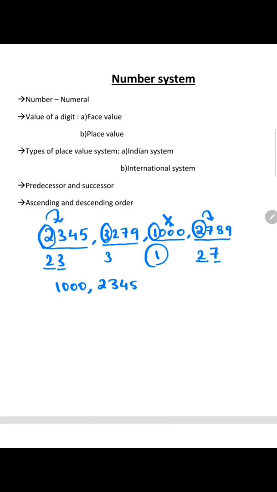2, 3, 4, 5. This is done. We have 2 numbers, this number and this number. If you see, 2 is smaller than 3. So, I will be writing this number first. At the last, we will be writing the number which has 3 in its thousands place. So, children, as you see here, this is the ascending order of the given problem.